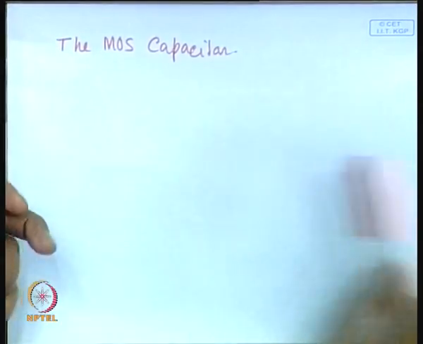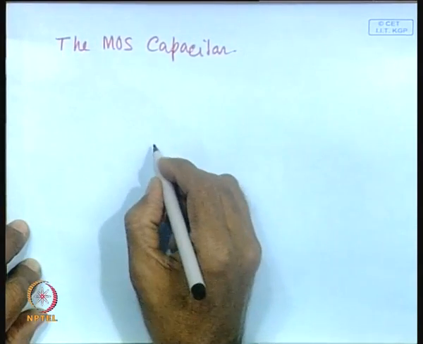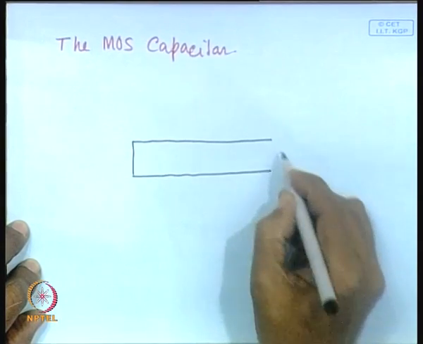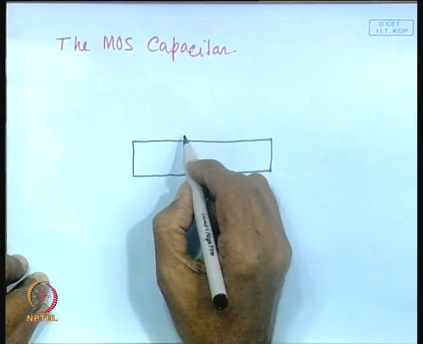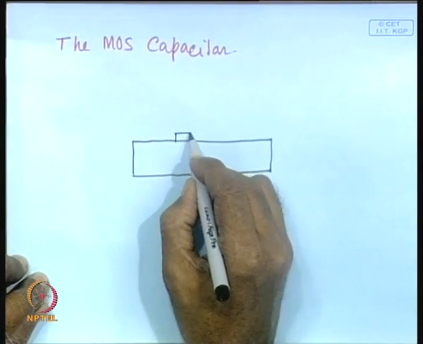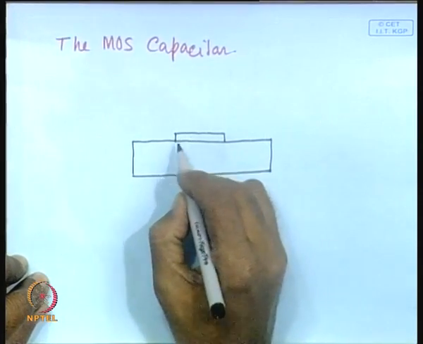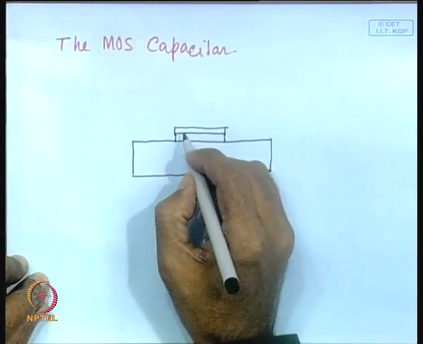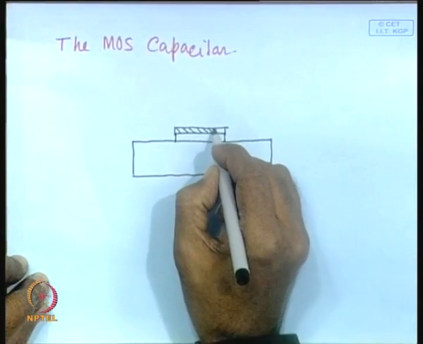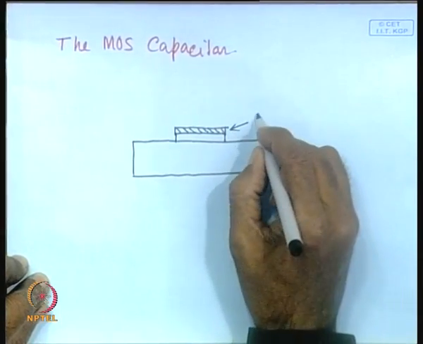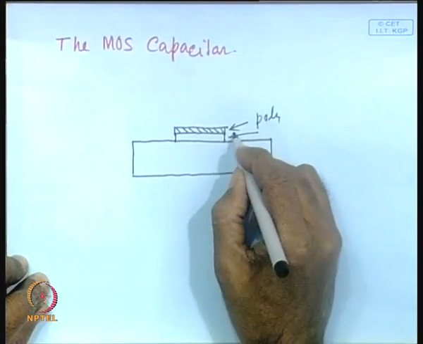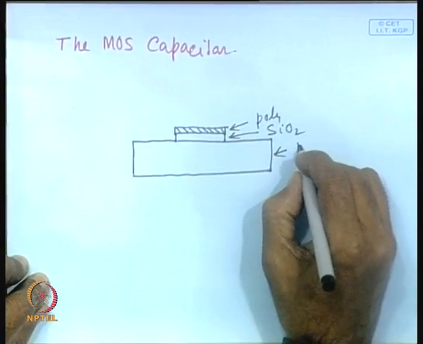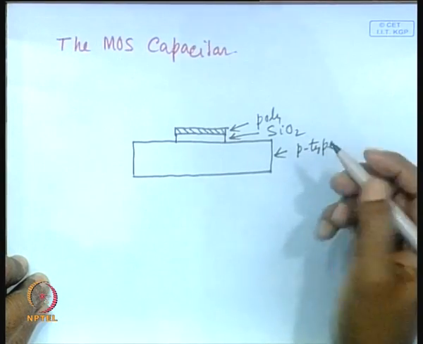What we have seen, when we fabricate MOS devices, we start with a wafer. This is the wafer, and then we put silicon dioxide on top of that. So, this is the silicon dioxide, and on top of that we put polysilicon. We can represent it by a hatched area. This is the polysilicon, this is silicon dioxide, and this is your substrate, or you can say p type substrate. It can be n type as well, it does not matter.